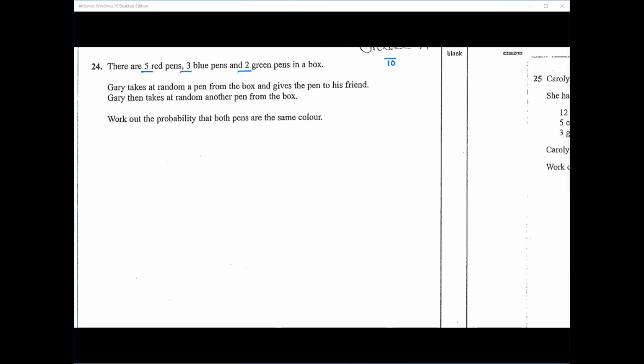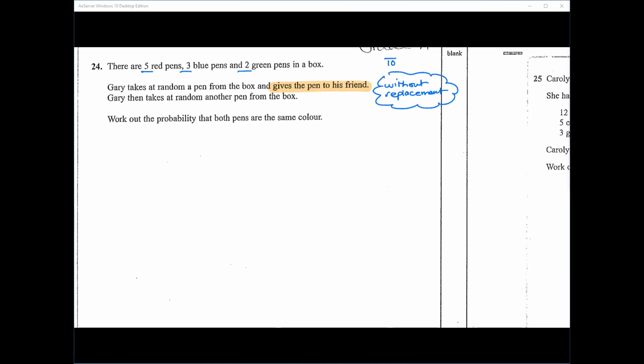Okay, Gary takes a random pen and gives this pen to his friend. Okay, this is very important, the wording. He gives the pen to his friend. So what does that mean regarding the next pick? It's without replacement. Fantastic. Well spotted there. You have to spot that in the exam, without replacement. The wording is not saying it explicitly, but it is implying it. It's not saying without replacement, but if you take something out of a box and give it to a friend, you definitely haven't put it back in.